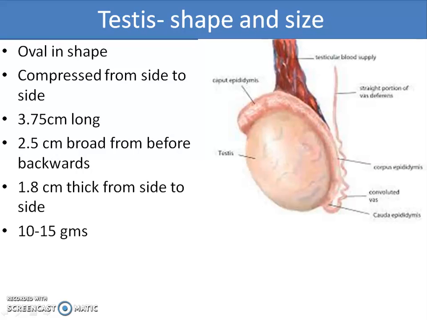The shape and size of the testis. The shape of the testis is oval. It is compressed from side to side. Vertically, it is about 3.75 centimeters long. The anterior-posterior diameter is about 2.5 centimeters, that is 2.5 centimeters broad from before backwards. And its thickness from side to side is about 1.8 centimeters. Its weight is about 10 to 15 grams.